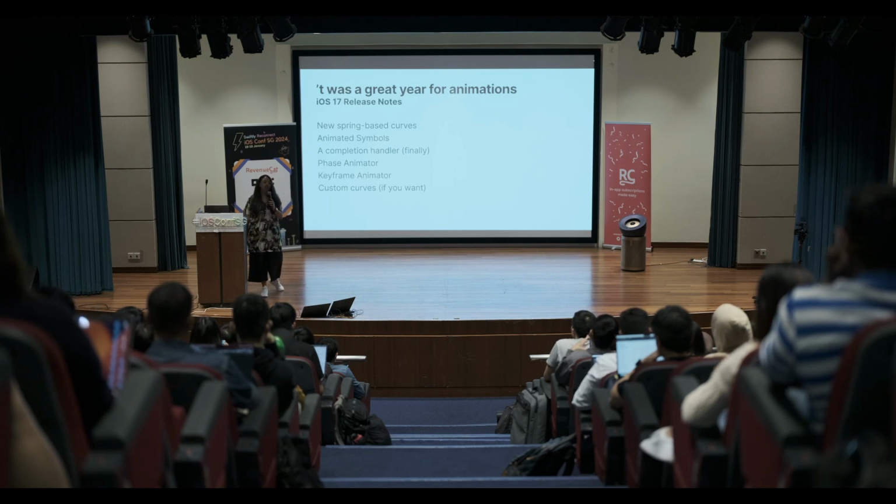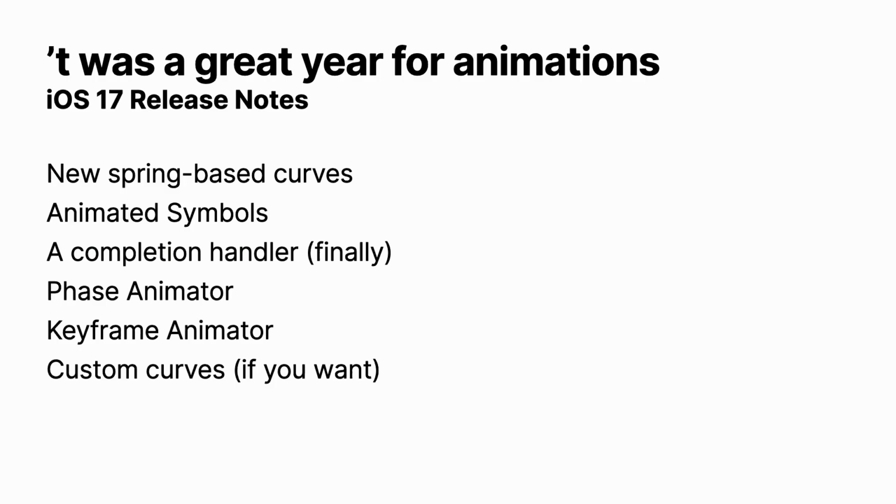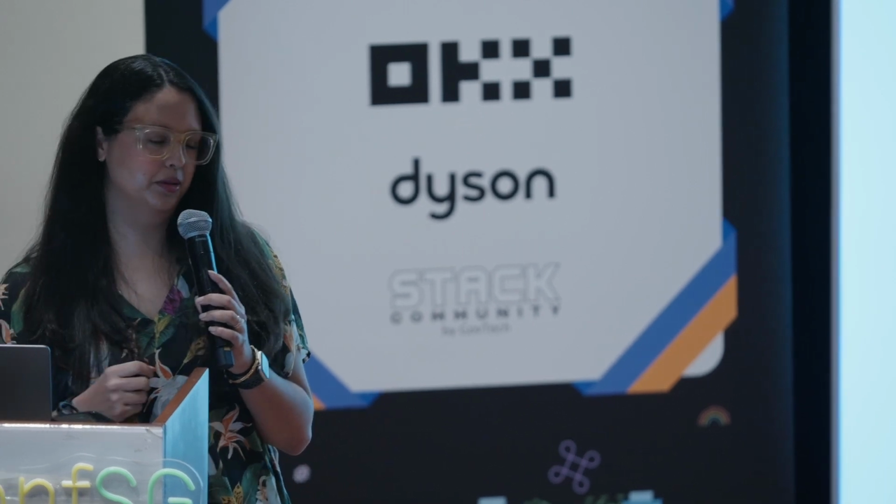So Apple's ended up replacing all the curves that you use by default. Instead, they're using springs now. So everything has a bit more of a bouncy physics-based feel, rather than the standard curves of ease in and out that we've been using for the last 10 to 15 years. You can now also animate your symbols, which is super fun. We finally got a completion handler for with animation, so everyone that's been using that, yes.